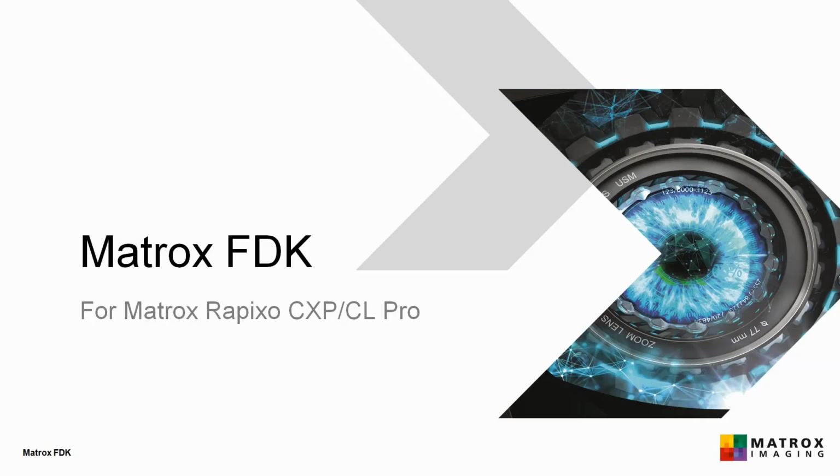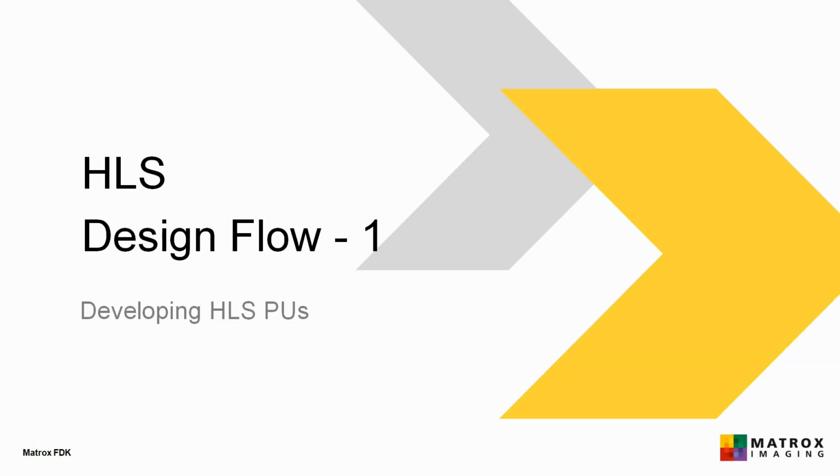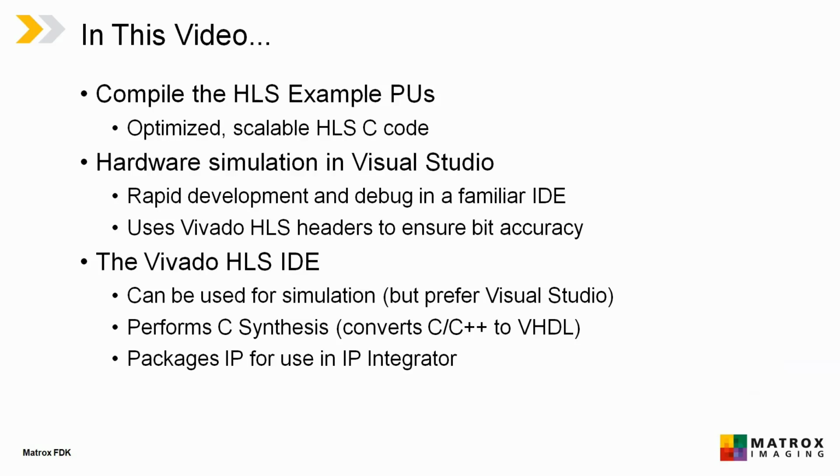This video on the Matrox Rapixo FPGA development kit is the first of two on the Vivado HLS design flow. We will use the provided HLS code examples to create fully optimized processing units, with code development and hardware simulation done in Microsoft Visual Studio, an environment already familiar to software engineers. When the code is working in simulation, the Vivado HLS IDE is used to compile it for hardware and to package it as IP compatible with Vivado IP Integrator.